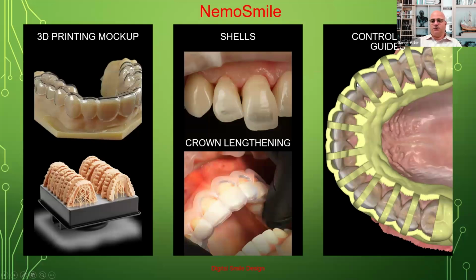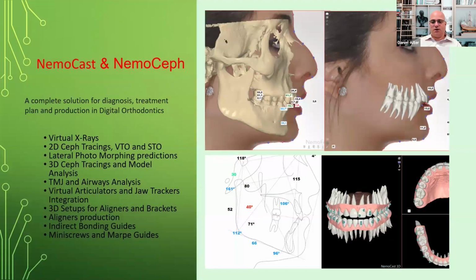And last but not least are control pre-prep guides. So now the dentist can see how much they need to prep, where they need to prep, and obviously they have the windows in order to do so. Again, the idea is to get the best outcomes that are possible in every way. So that's the smile design.